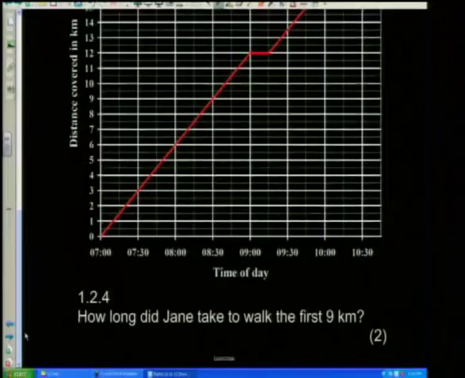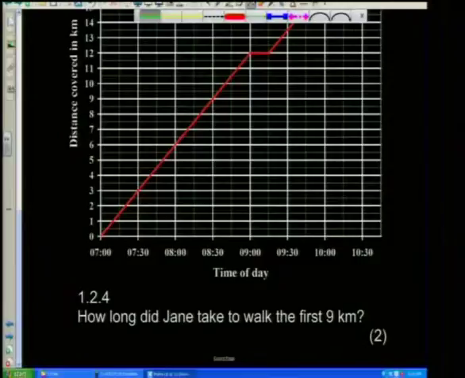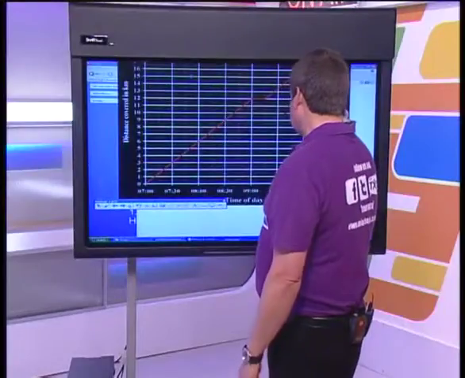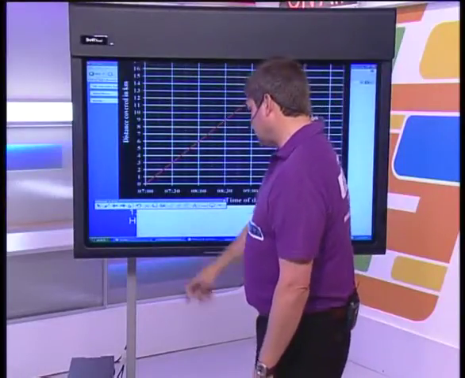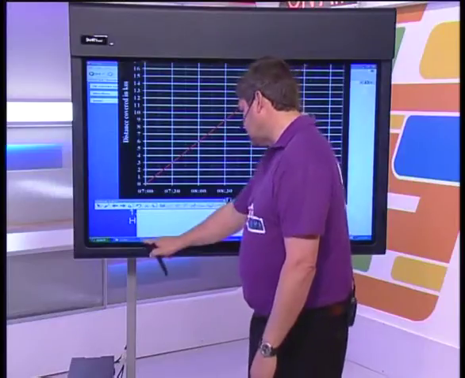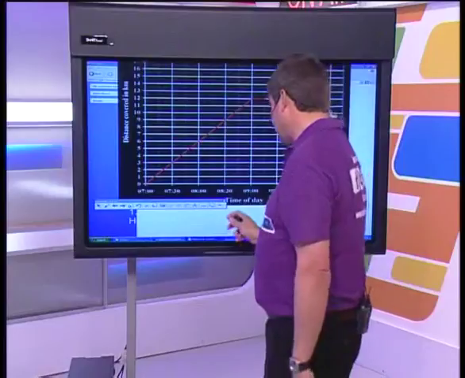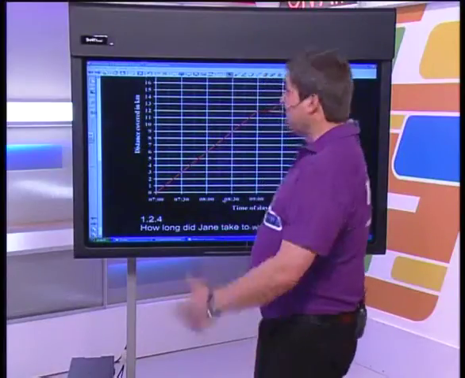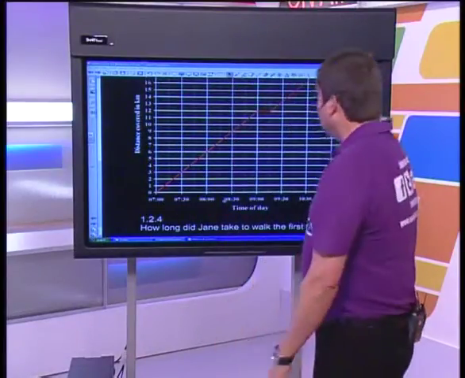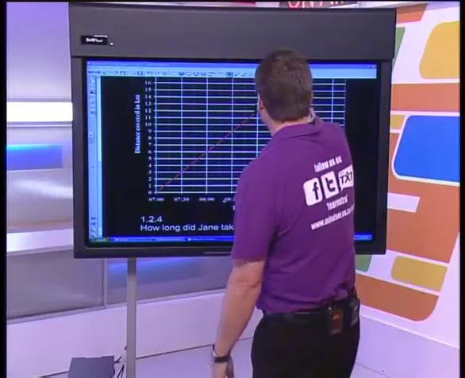Next one. How long did Jane take to walk the first 9 kilometers? Right? So now what we're going to do is look at the 9 kilometers. Oh my goodness, I don't know what I've done here, but I know I shouldn't have done that. So let's just get rid of that. And the whole page has just jumped away. I don't know why that has happened to me. But these things, there we go. Okay. It's always a bit of a relief when things go wrong, and that's not the relief. The relief is when things come right again. Okay, so let's try it again.